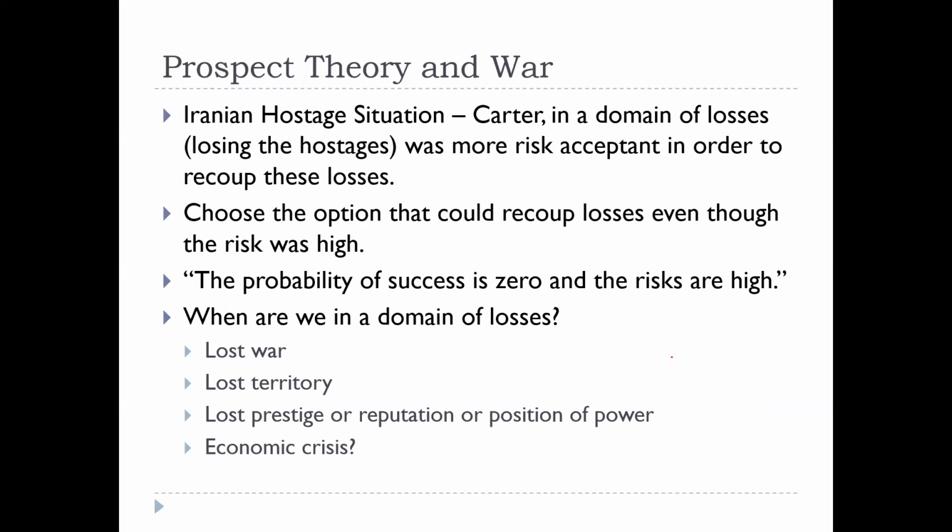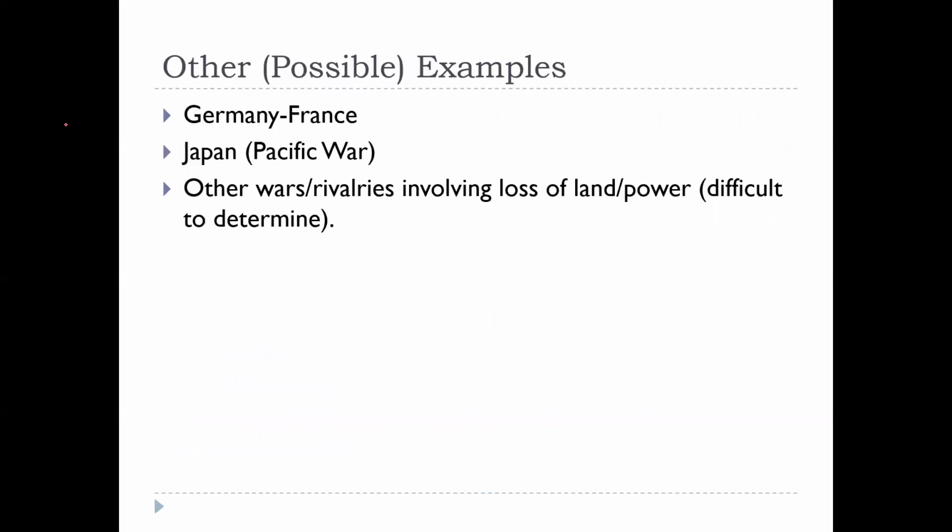But Jimmy Carter was in the domain of losses, right? He was about to lose an election. He lost the hostages. And so he was willing to take on a risk that essentially had no chance of working, right? And we can think of other reasons why states would be in a domain of losses: lost war, lost territory, lost prestige, a position of power, possibly economic crises from what we're about to see from the COVID virus, right? I talked about Germany and France. Japan was in a position of losing power in the Pacific region to the US. And there are many other ways in which states might engage in this type of behavior.